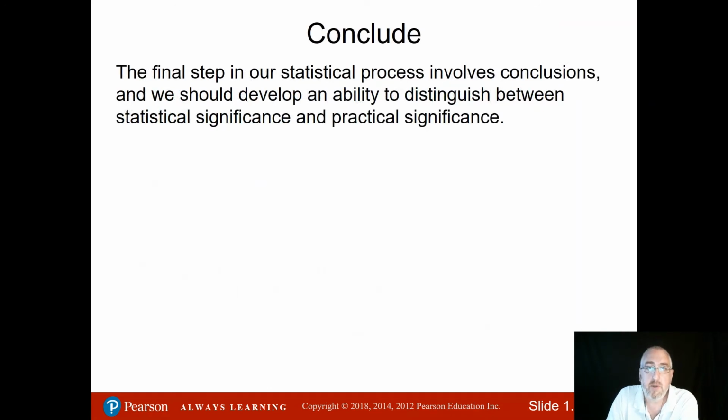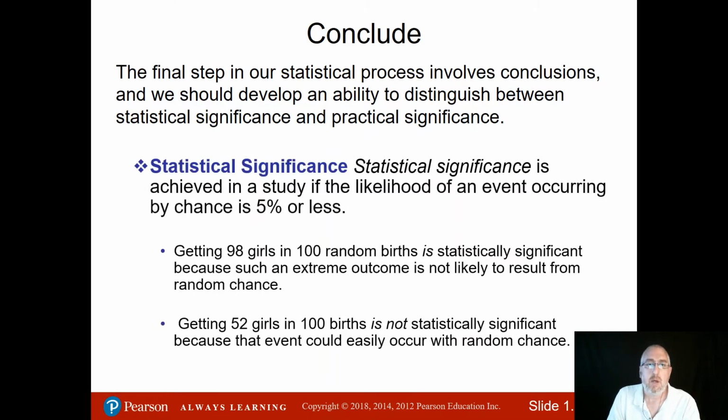Conclude. The final step in our statistical process involves conclusions, and we should develop an ability to distinguish between statistical significance and practical significance. So what's the difference? Well, statistical significance is achieved in a study if the likelihood of an event occurring by chance is 5% or less. So they give you a couple of examples. Now again, a lot of this is common sense thinking. Even though they're trying to throw percentages at you, don't worry too much about them.